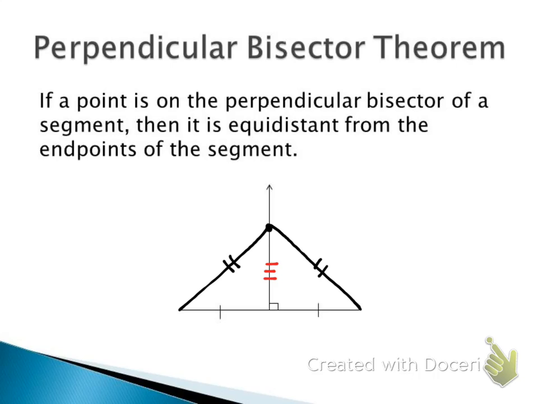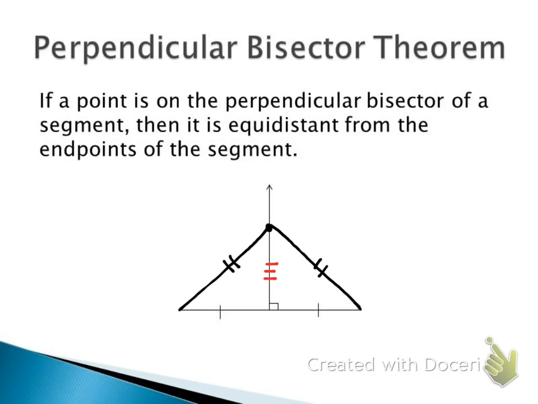Any questions on perpendicular bisector theorem? Doesn't that make the entire triangle congruent? Yeah, the triangles are congruent. Yep. Yeah, so you could even take it a step further and say, well, these angles are congruent, these angles are congruent. Yeah, all the corresponding parts are congruent. Questions?